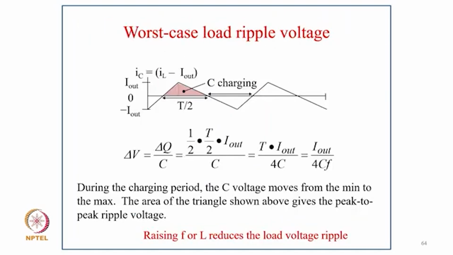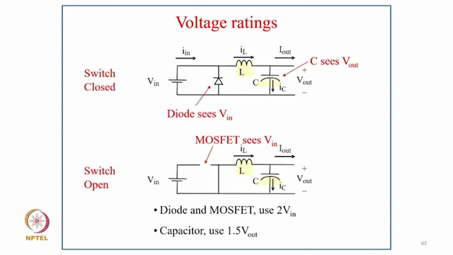For the worst case load ripple voltage, you can see from this ripple current how the charge balancing across the capacitor works. So delta V equals delta Q upon C, equal to half into T by 2 into I out by C, or T into I out by 4C, or I out by 4CF. During the charging period, the C voltage moves from minimum to maximum. The area of the triangle shown above gives the peak to peak ripple voltage, and raising F or L reduces the load voltage ripple.